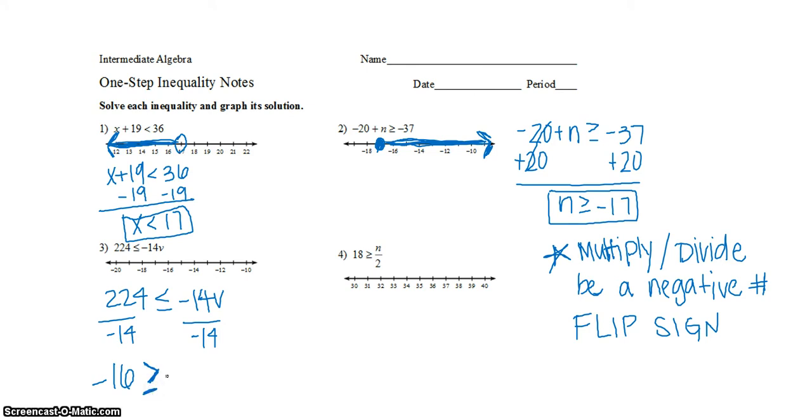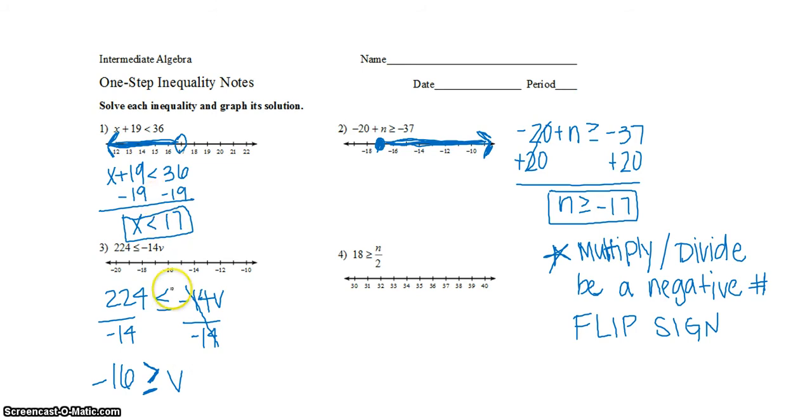Okay, that is the new thing with inequalities. Otherwise, you can do them just like your equations. But if you multiply or divide by a negative, you flip the sign. So that became greater than or equal to. Over here, the negative 14s canceled, and that's just v.